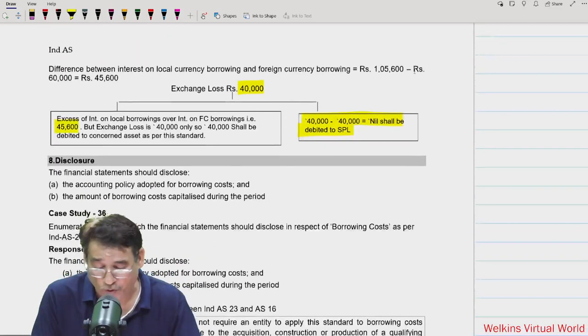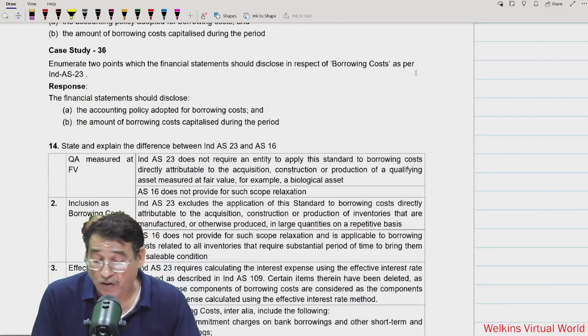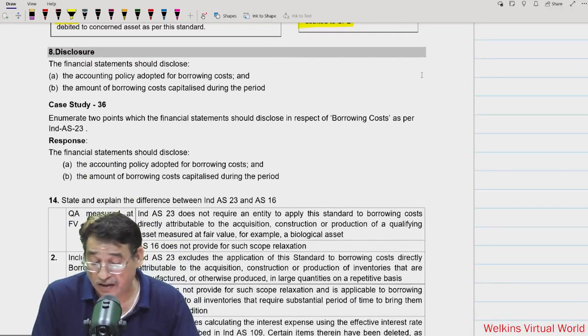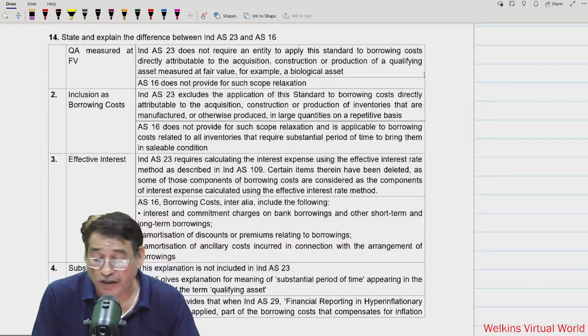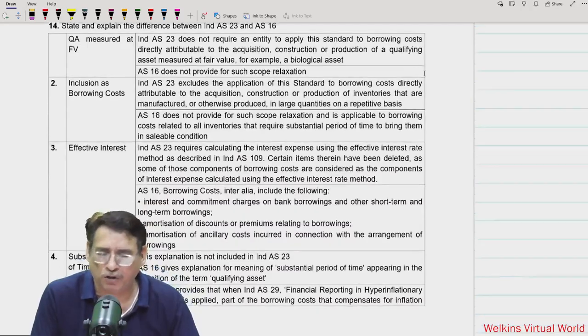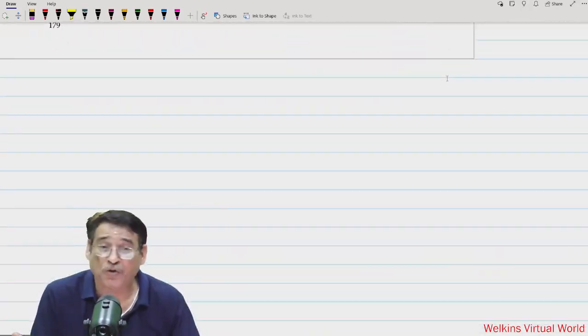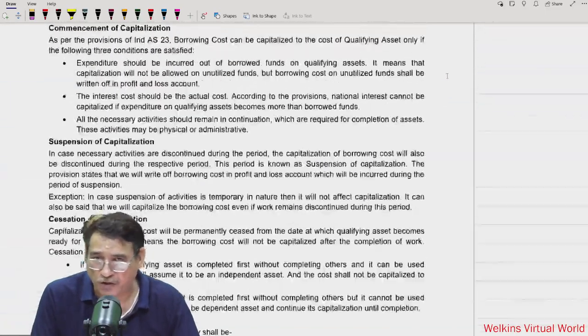So these are the two questions. After this I have also given two theoretical disclosures and case study 36. These are theoretical, you can manage them. Then the difference also I have given, although it is not needed, and then revision also I have given. So comprehensively we have covered this particular standard.